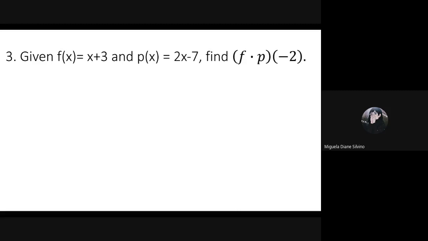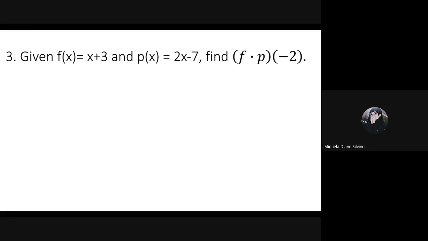Oh, meron palang sagot. So from Fernando, it's negative 11. From Christina, negative 15. Bakit iba yung sagot ko? Ako ba yung mali? Ay, ako nga yung mali. From Miguela, Dayan, Selvino, negative 11. From Cheryl Interno, negative 11. Mali pala sagot ko.